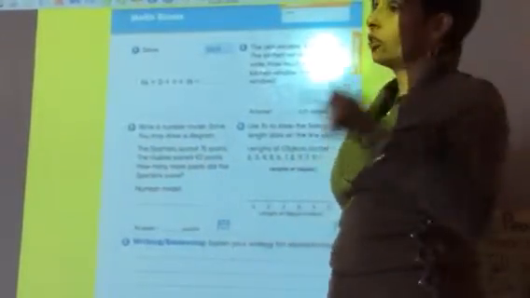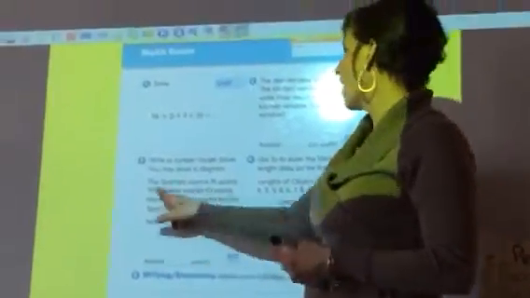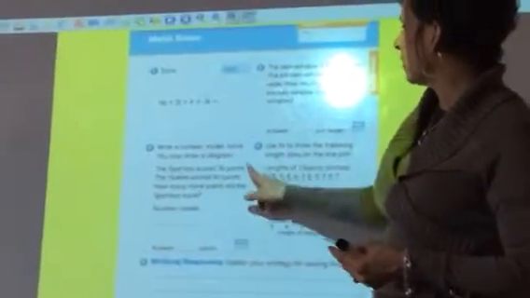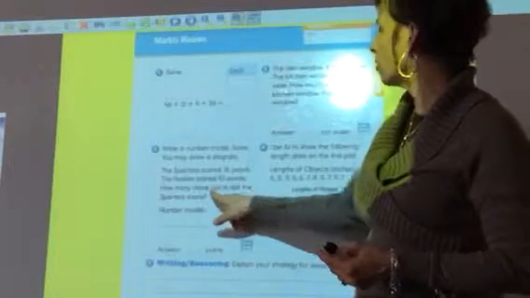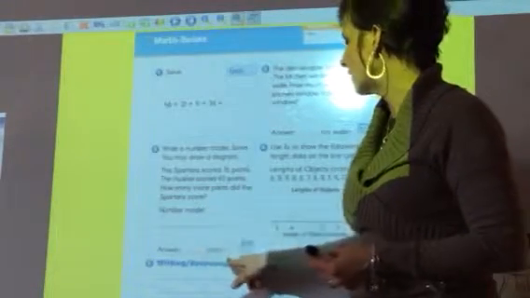Oh, change. You know, part, total, all those. The Spartans scored 76 points. The Huskies scored 40 points. How many more points did the Spartans score? Here's the number model. Here's the answer.